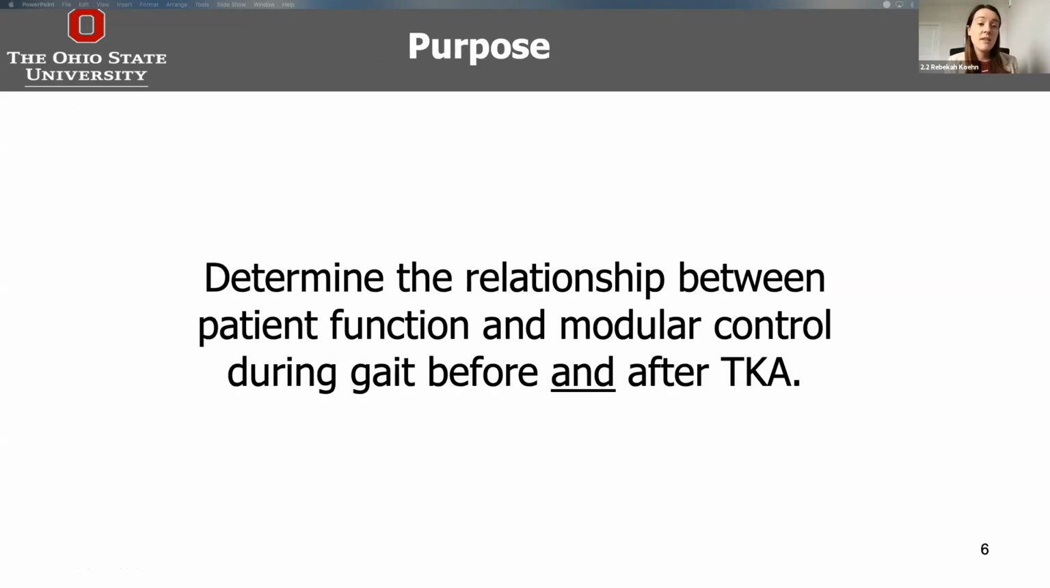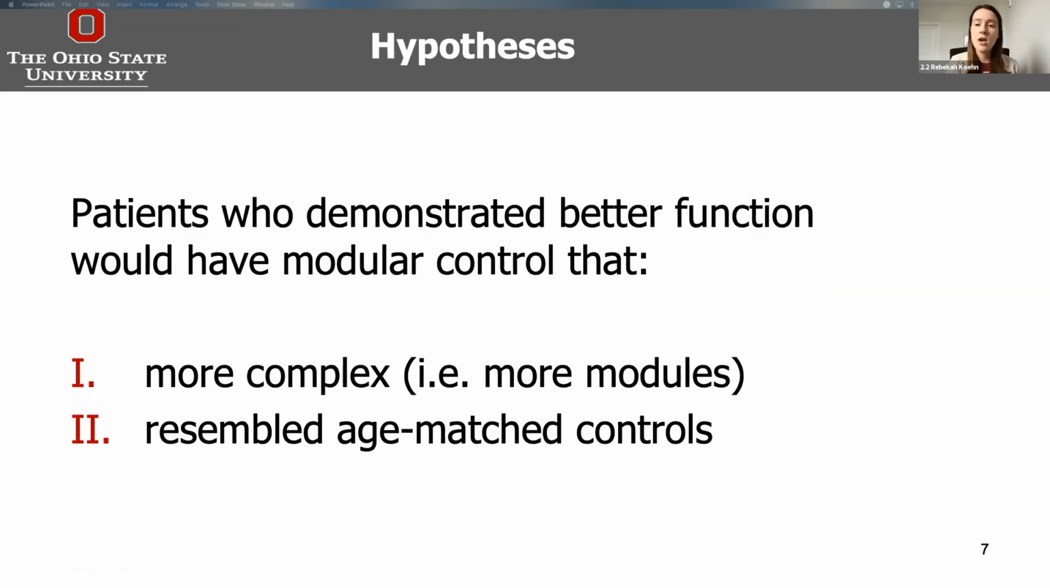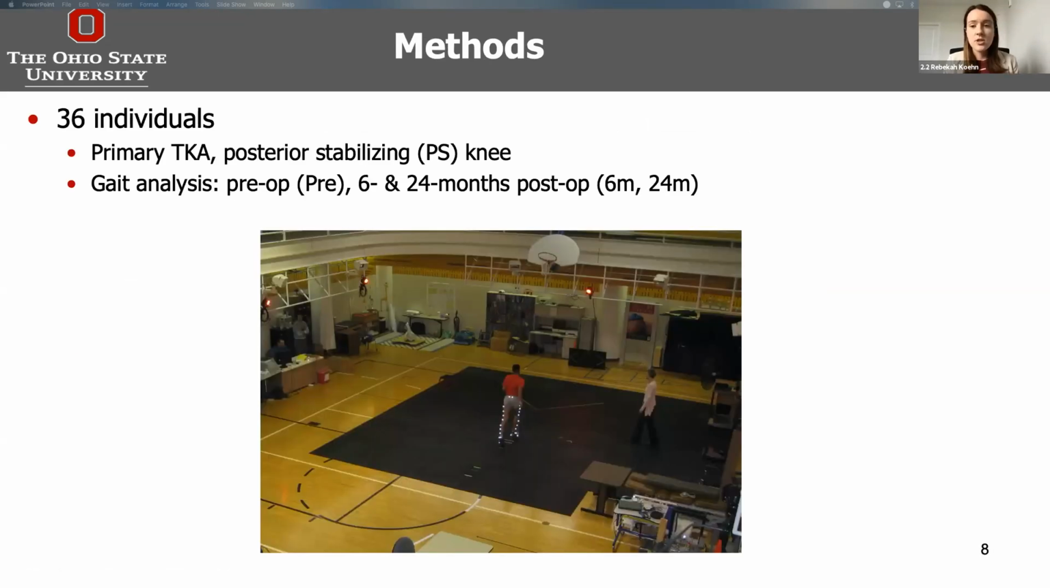So the purpose of our study was to determine the relationship between patient function and modular control before and after TKA. We hypothesized that patients with better function would have more modules and that those modules would resemble healthy age-matched controls. 36 individuals underwent a primary TKA and were tested in our motion analysis laboratory before and after surgery. The same individuals returned at the 6 and 24-month time points after surgery.